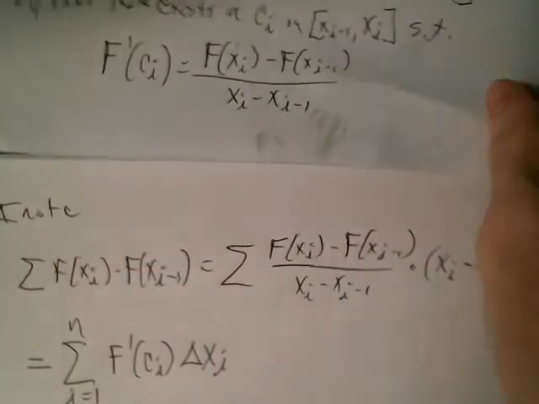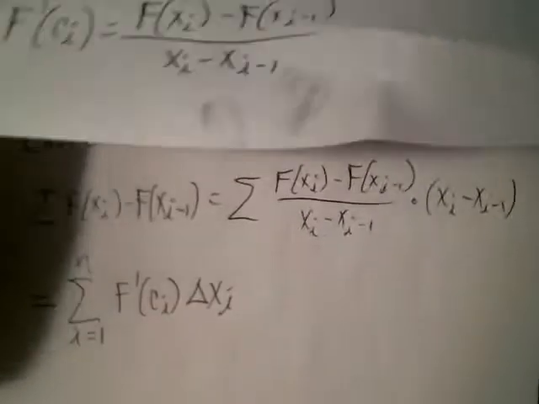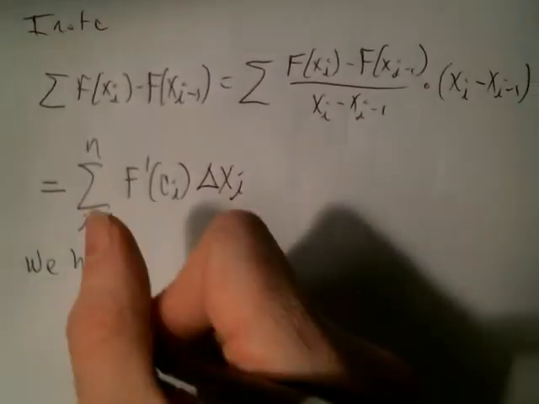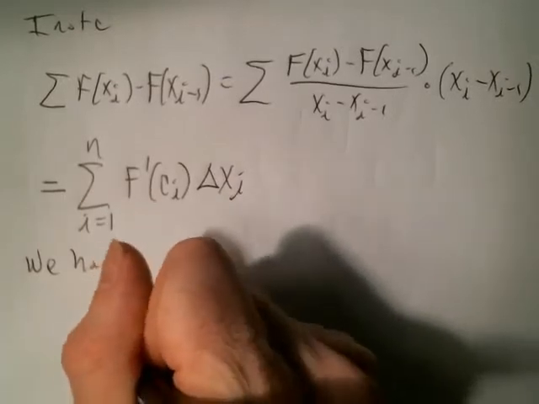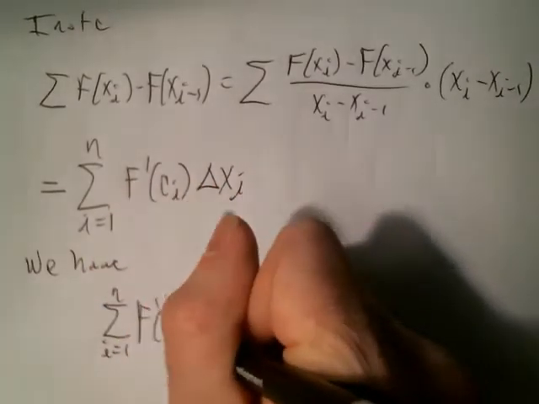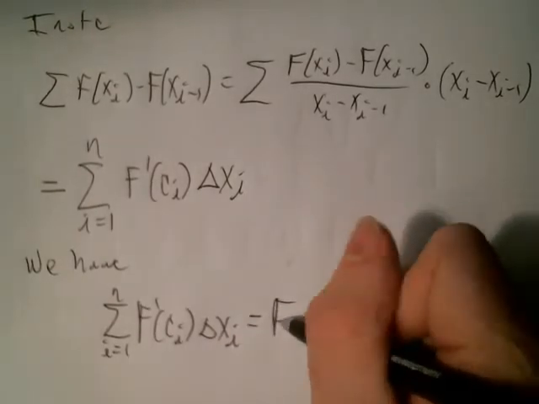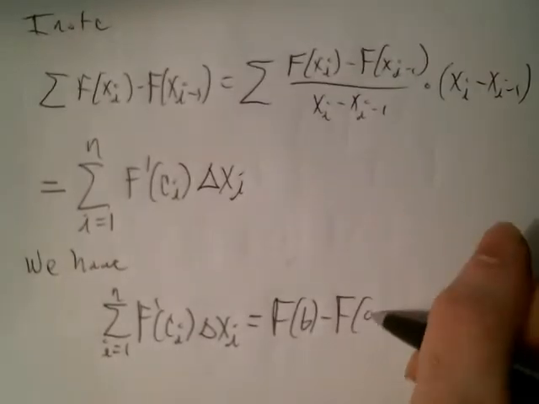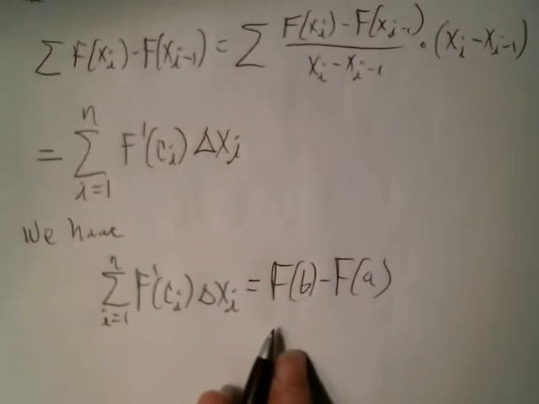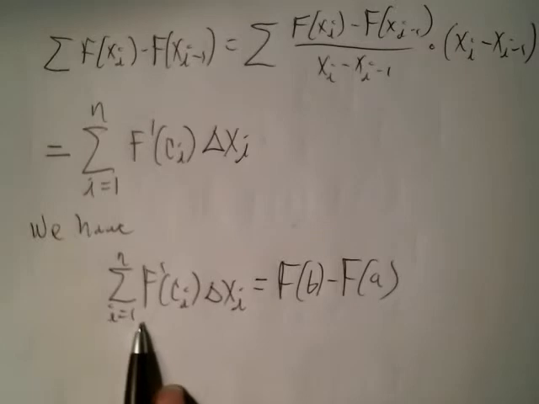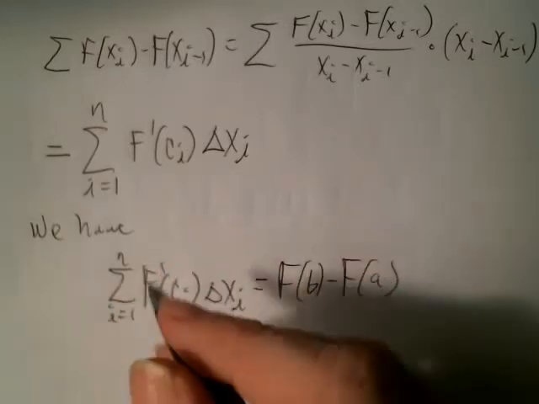Okay, so if we take then the limit of both sides of what we have, so what do we have right now? From this construction, we have that the sum from i equals 1 to n of F prime of c sub i delta x sub i equals F of b minus F of a. We could take the limit of both sides. This is just a constant, so the limit of a constant would just be F of b minus F of a. But over here you have the limit of this Riemann sum, which, assuming that limit exists, is the definite integral of f of x.